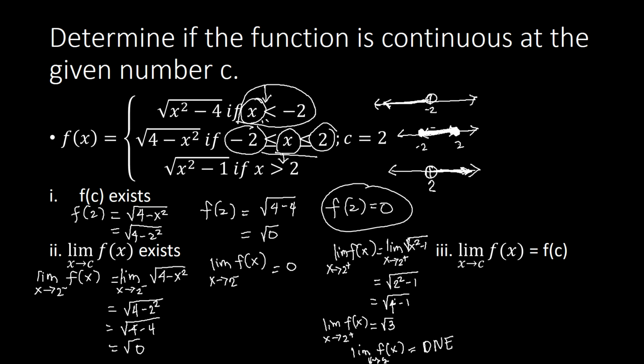So since our limit there does not exist, the second condition is not met, so automatically we do not go through with the third one because our f of x here is discontinuous. Discontinuous at c equal to 2. The type of discontinuity here is, again, essential, or that is a jump.